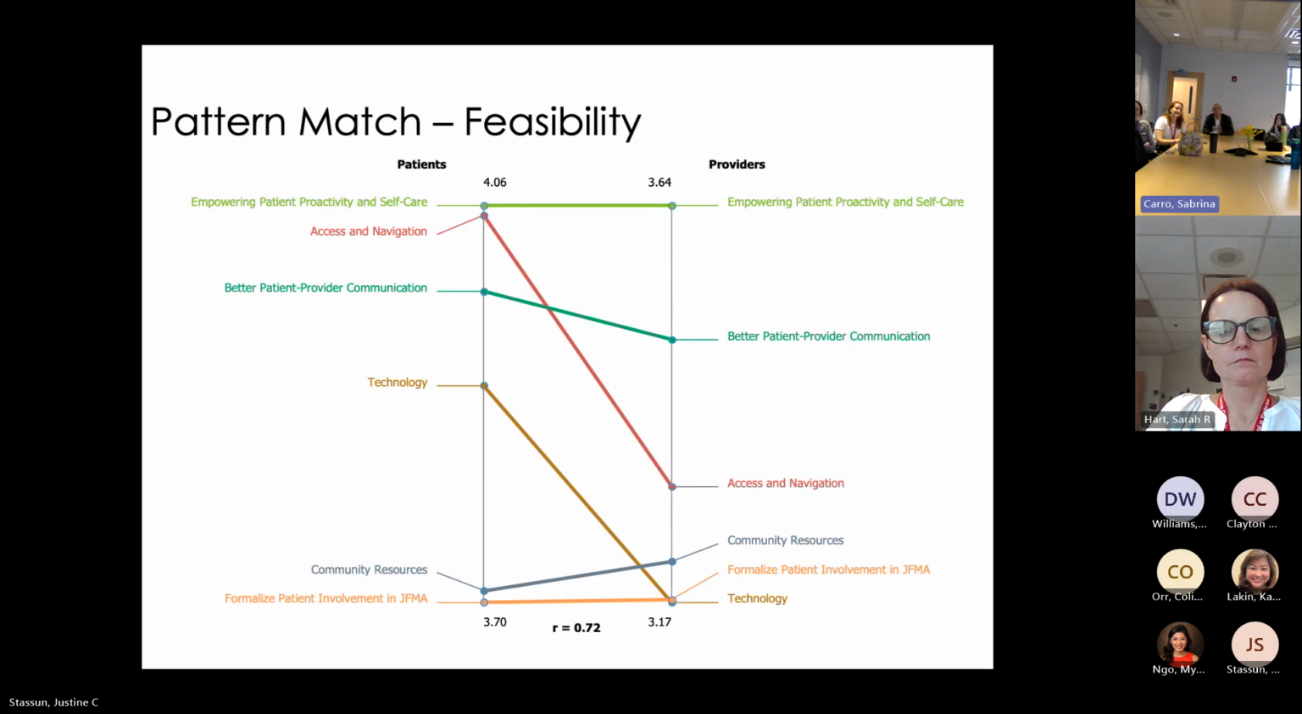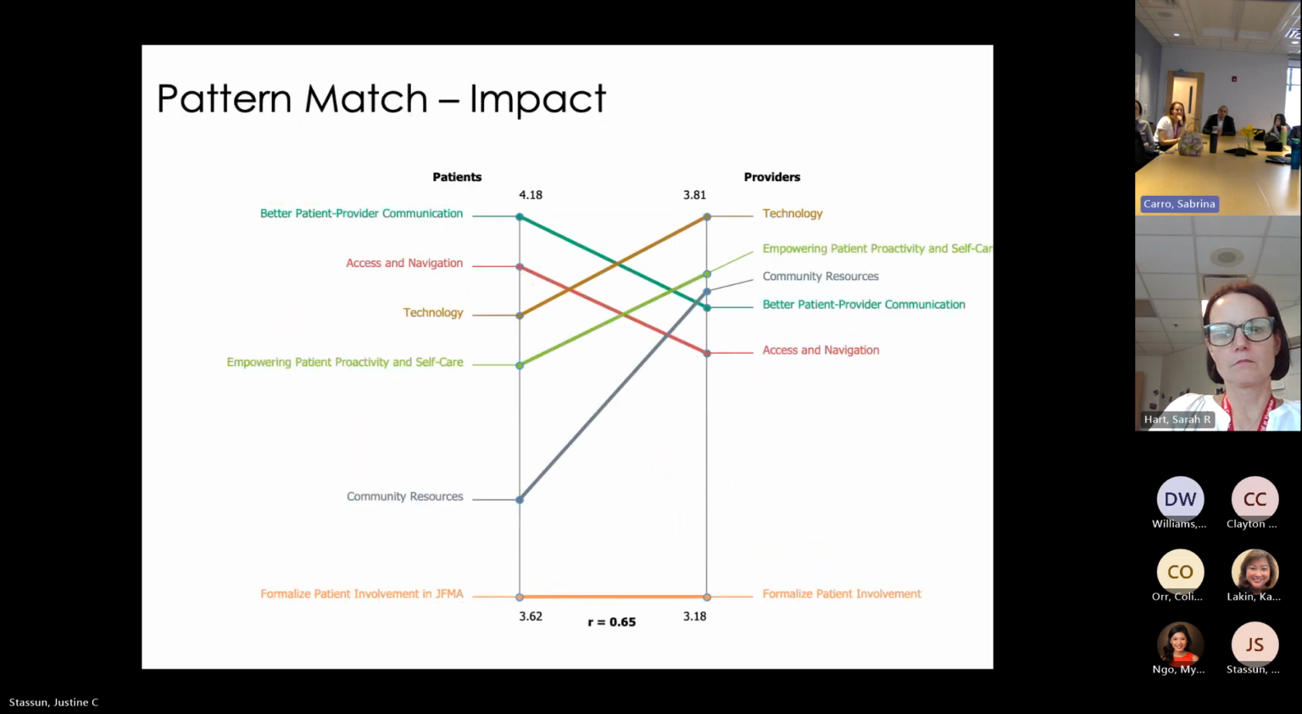So we always collect, you can only do 2x2 comparisons, and so if there's a demographic that makes sense to ask about differences, then that's interesting information to collect. So everyone thought empowering patient productivity and self-care was feasible, which is bizarre to me, but yeah. So interesting. Here's the same thing for what would have the greatest impact. I love that providers were like, yeah, this is impactful, but not feasible.